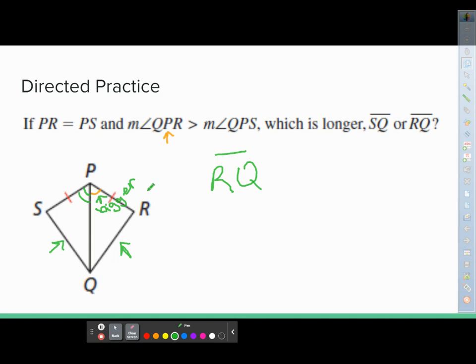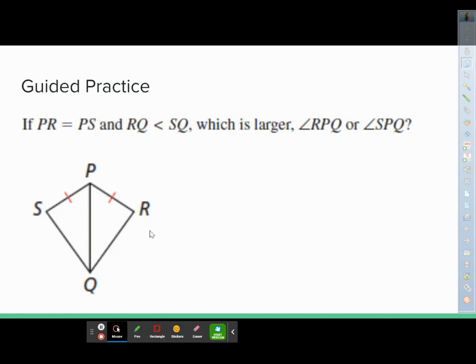Alright, your next problem is guided practice, so you'll do this one with your partner. So you'll need to fill in that sign. It says if PR equals PS and RQ is less than SQ, which is larger, angle RPQ or angle SPQ? Once you get that filled in, go ahead, face your partner. Bailey, I want to have you work with Nick and Lakin.